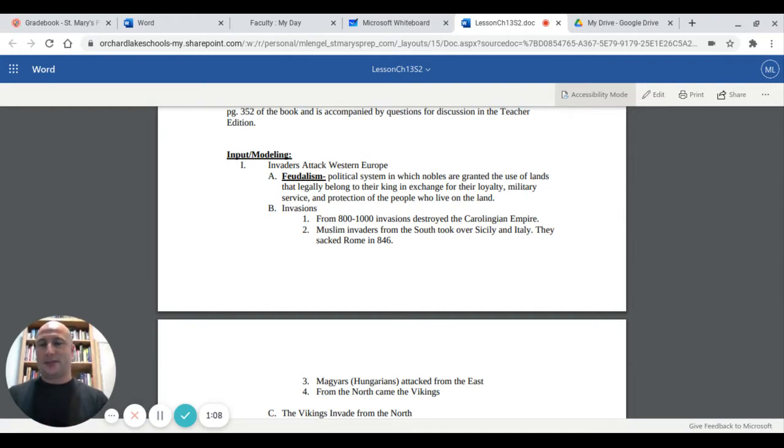So here's the real thing. The idea is that there's so many invasions happening on Western European kingdoms that the king simply can't defend it all himself with his army. He has a private army, he has an army of the kingdom, but still it's not getting the job done. So what he needs to do is provide these nobles with parcels of land.